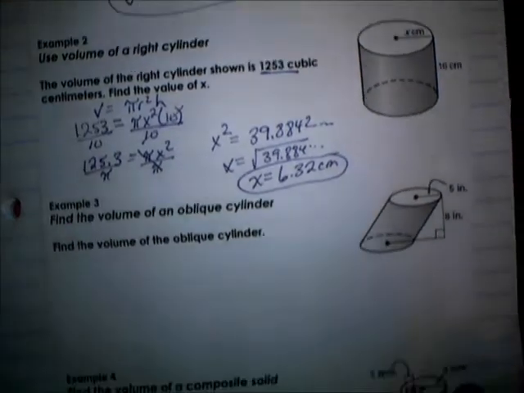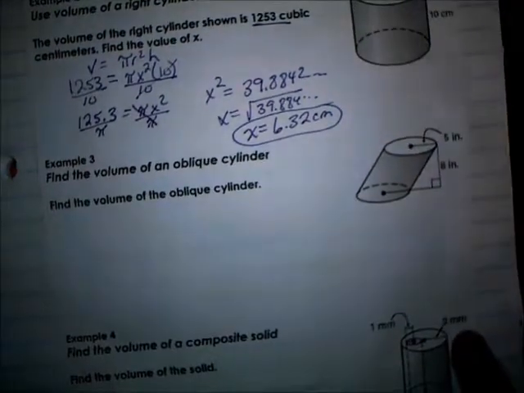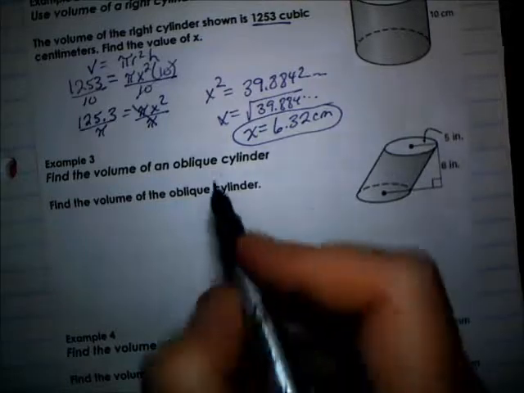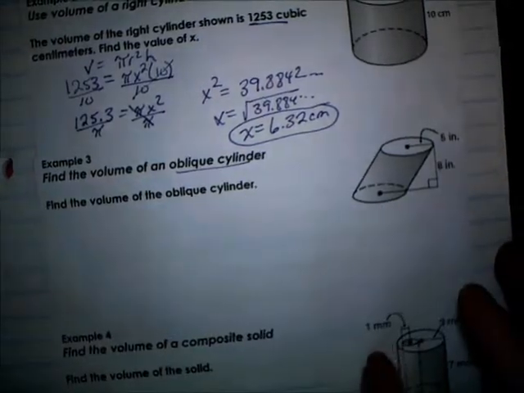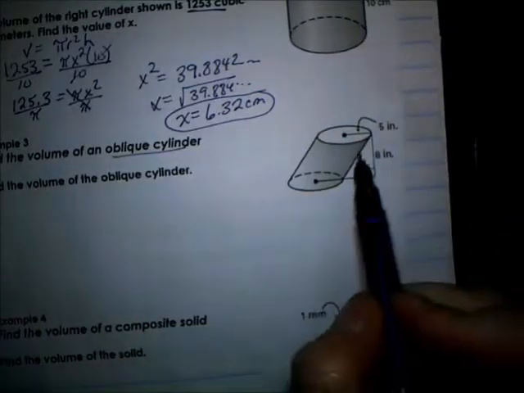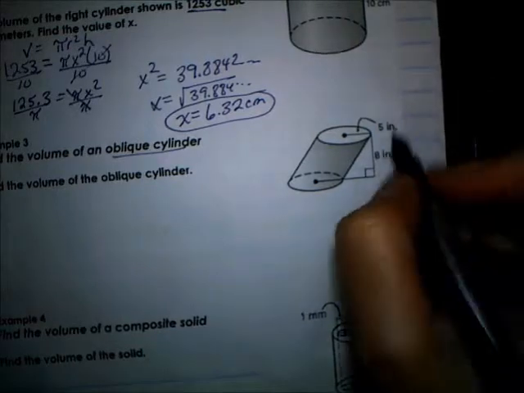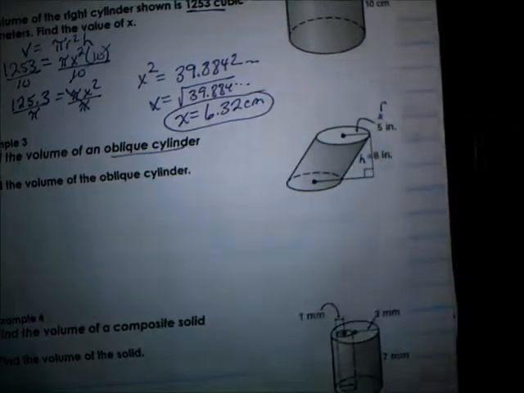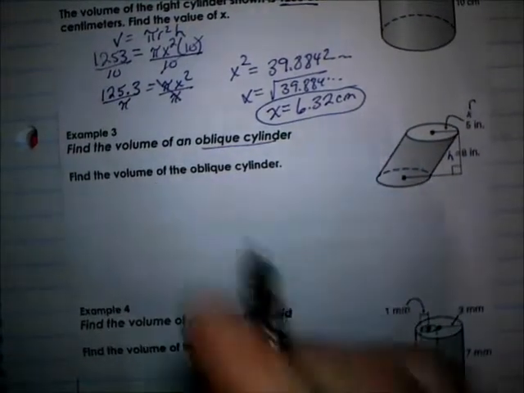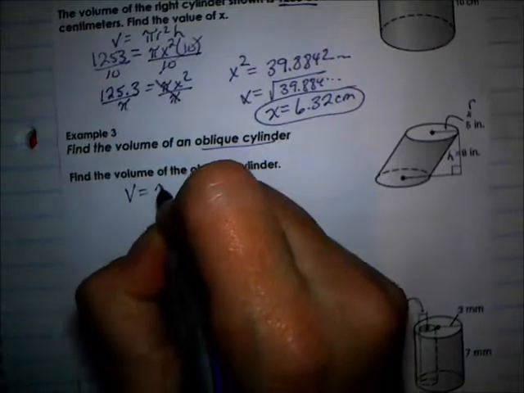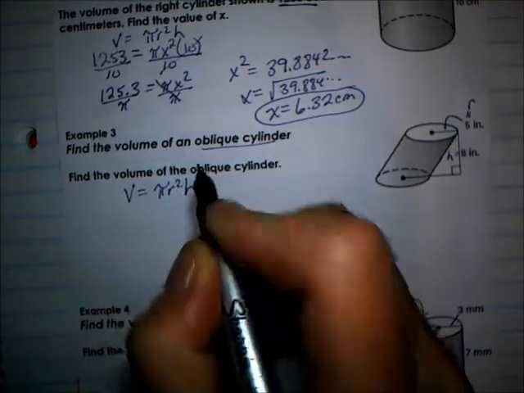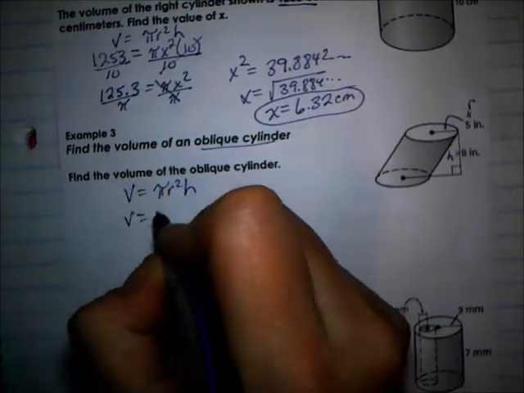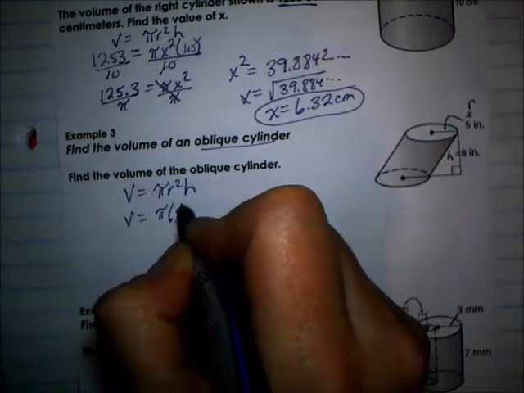Alright, if I look at number 3, this time they give me an oblique cylinder, not a right cylinder. Oblique just means it's tilted over to the side, but the 8 still represents my height, and the 5 still represents my radius. So to find my volume, I'm looking at pi r squared h. So I'm going to have pi times 5 squared times 8.